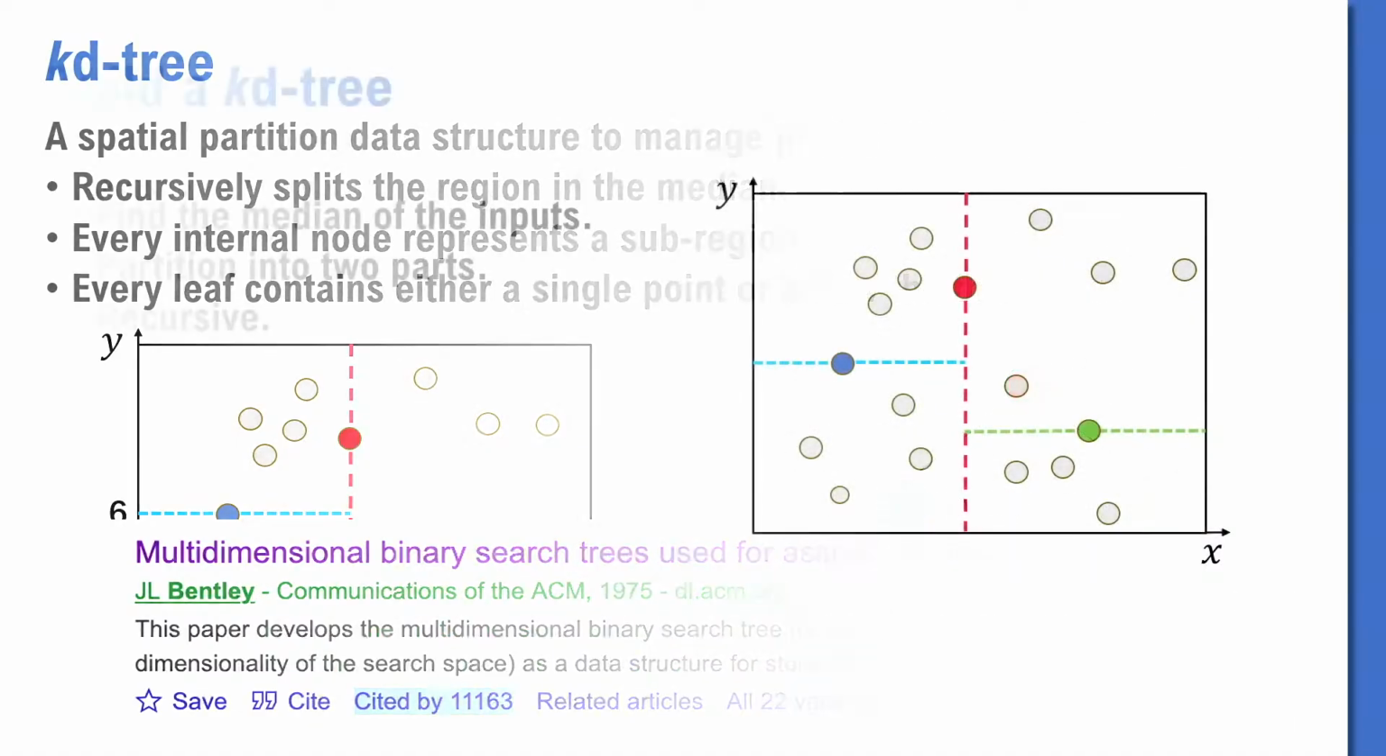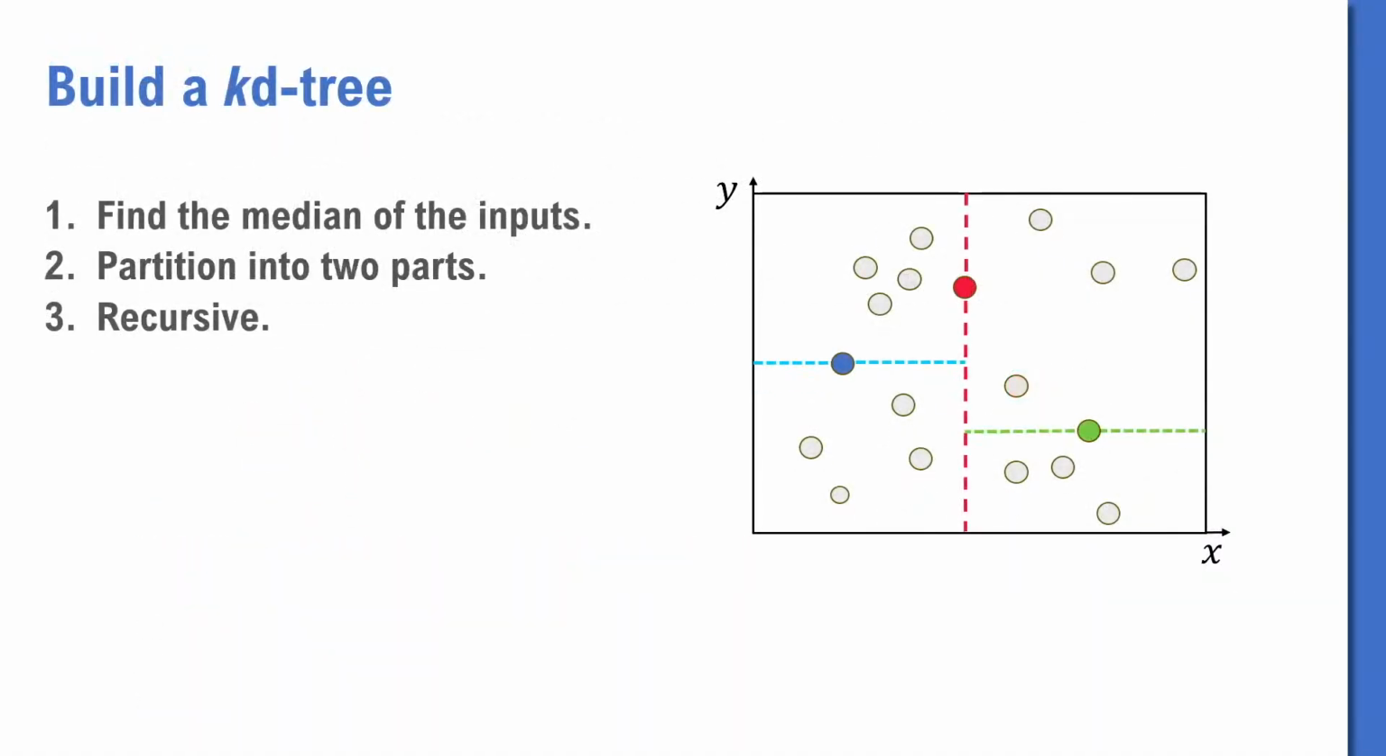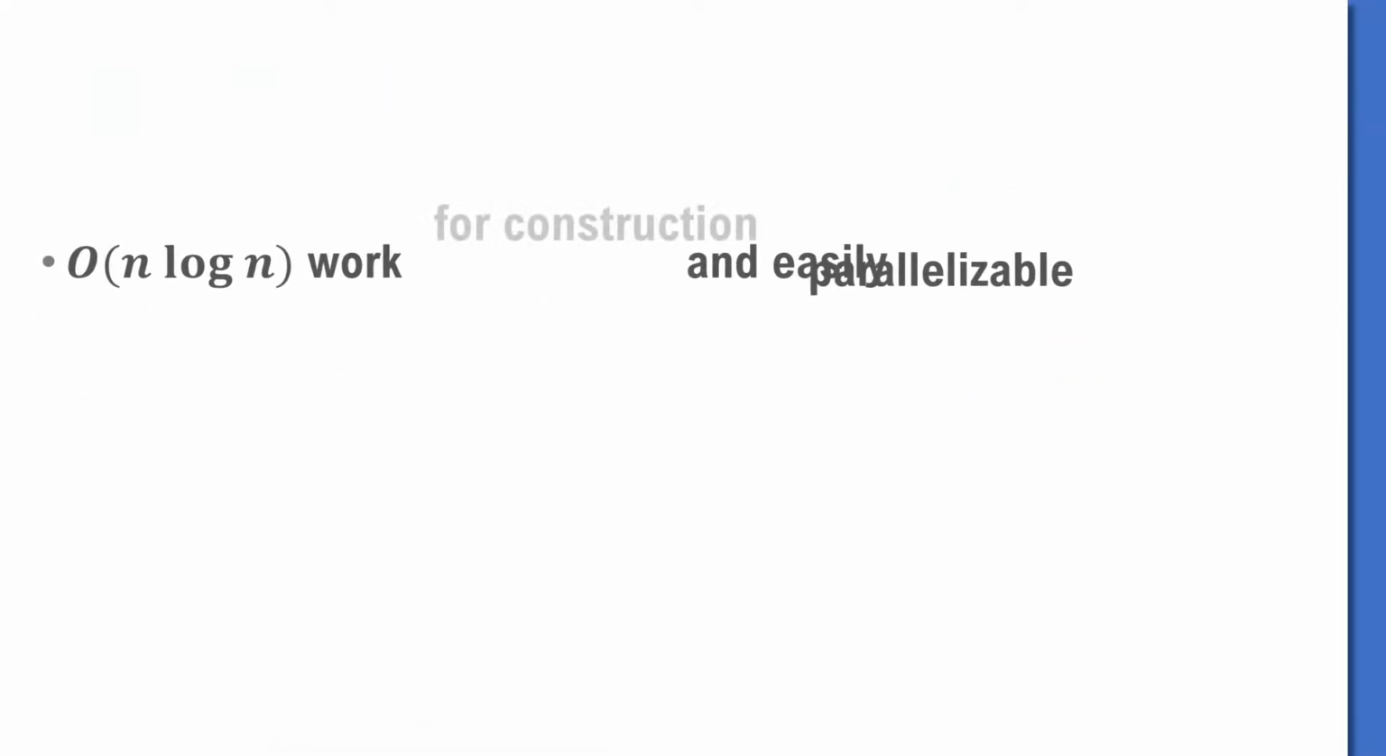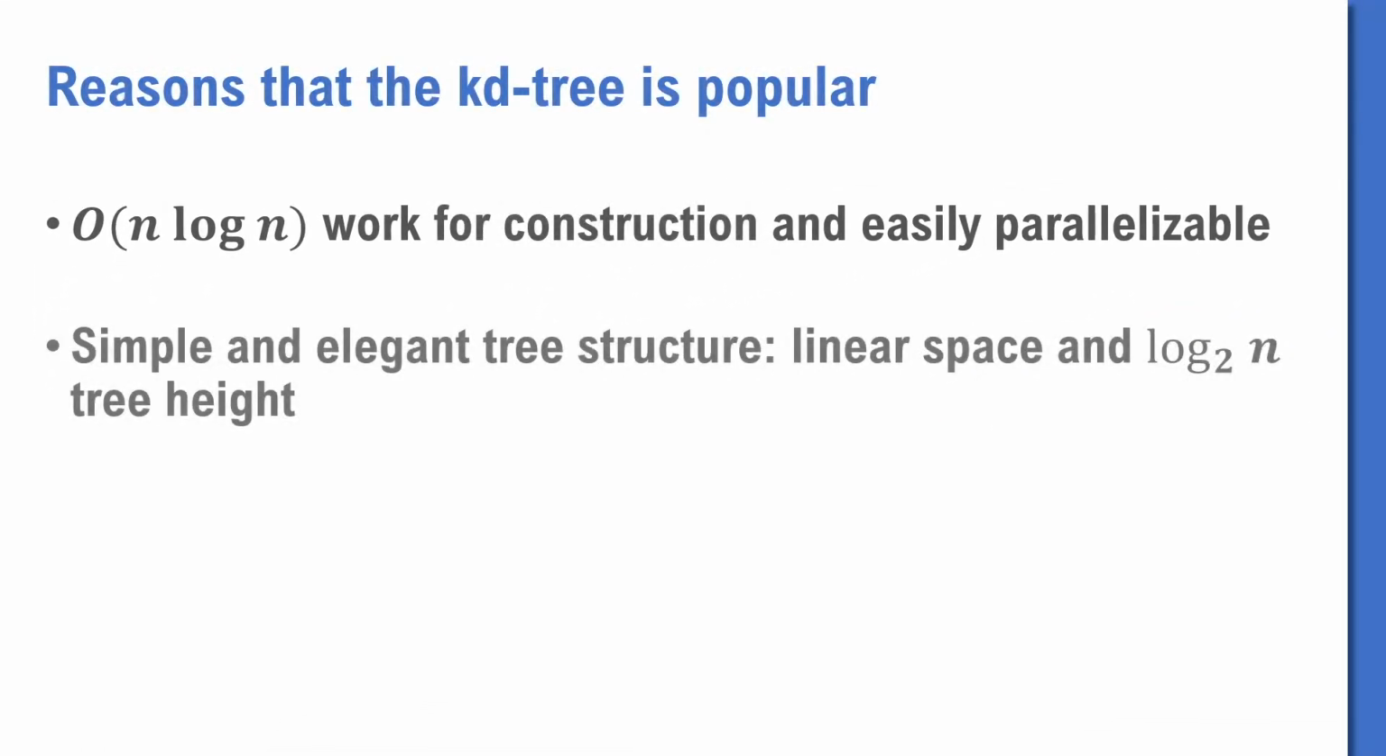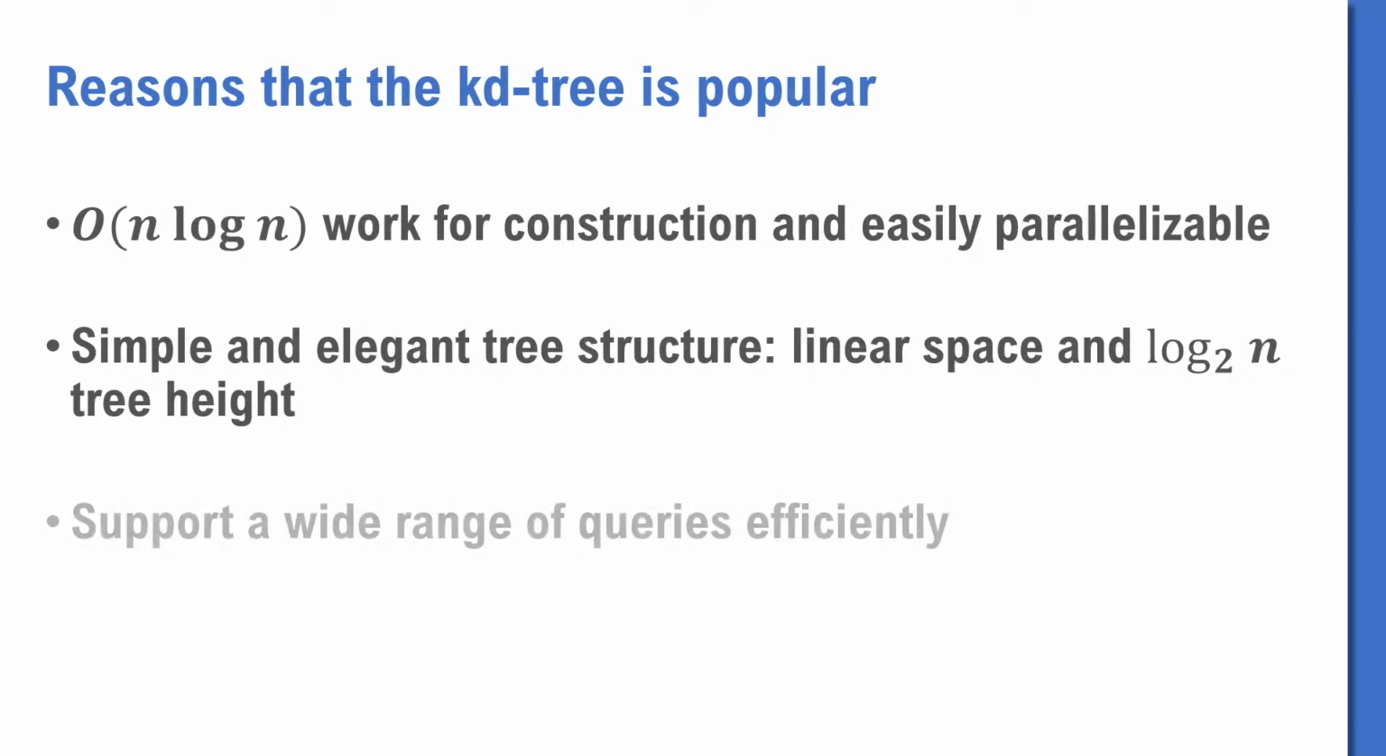Why is that? The algorithm is fairly simple: find the median, partition, and recurse. That's trivial. We know we can compute the median in linear time, so that is n log n work for construction, and it's easily parallelizable. And it's a simple and elegant tree structure, with linear space and log base 2 of n tree height. And it supports a wide range of queries efficiently. Like Julian talked about high dimensional space in the previous talk, but in low dimensions, you just use a KD tree. That will be good enough for the nearest neighbor query.